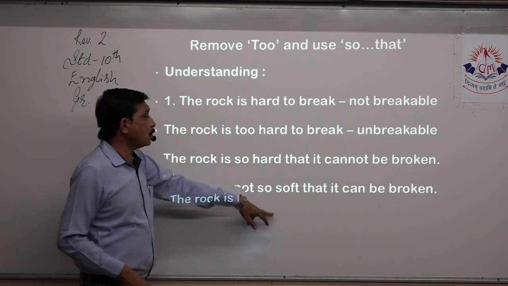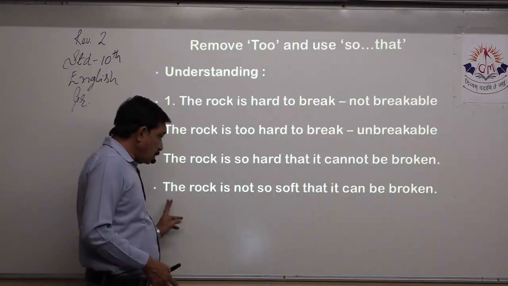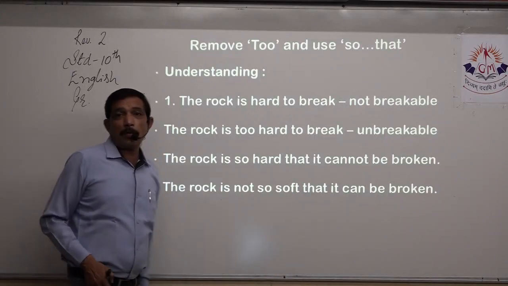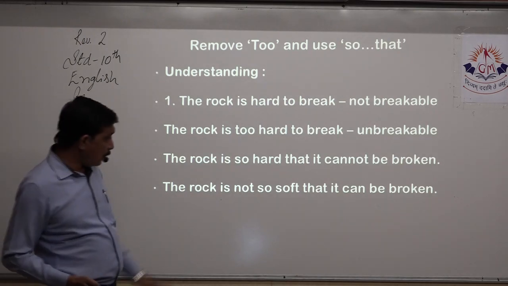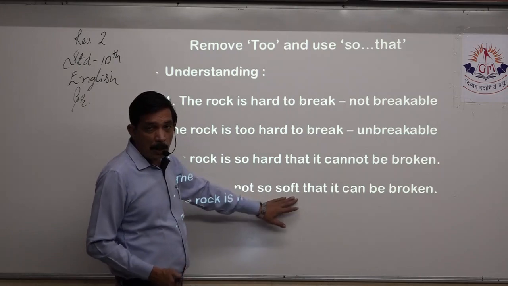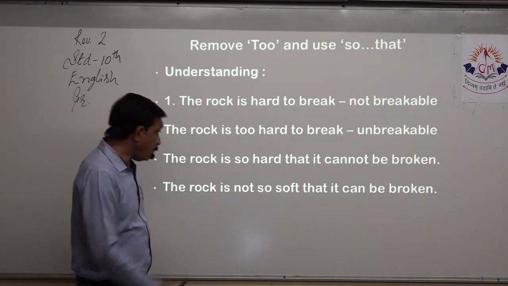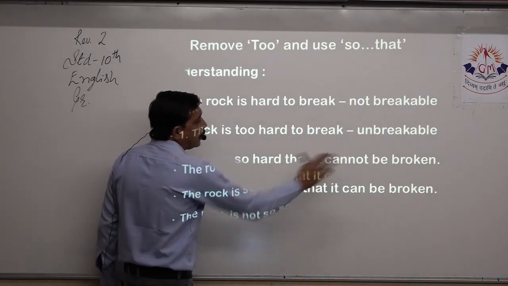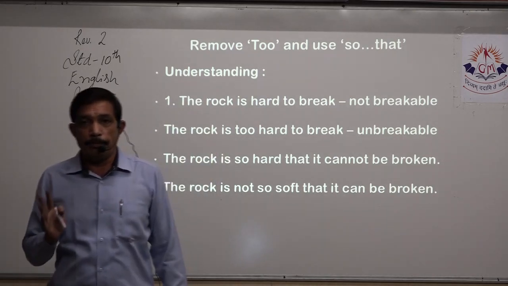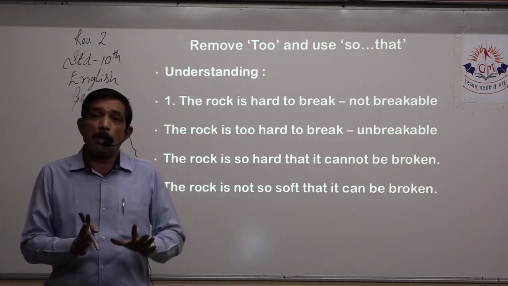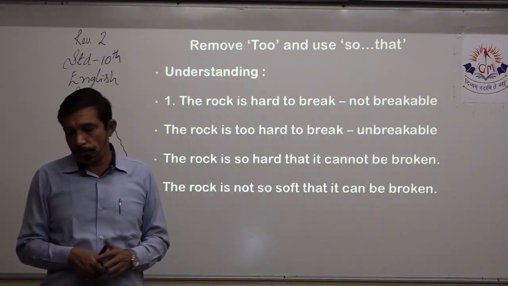The rock is not so soft. Instead of so hard, I write not so soft. Not so soft is hard. That means the rock is hard that it cannot be broken. Yes? If I'm removing soft, then I'll have to use hard. So the rock is so hard that it cannot be broken. Or if I use that, the rock is not so soft that it can be broken. The meaning of all these four sentences is the same. That means the rock is still there, and the rock cannot be broken.